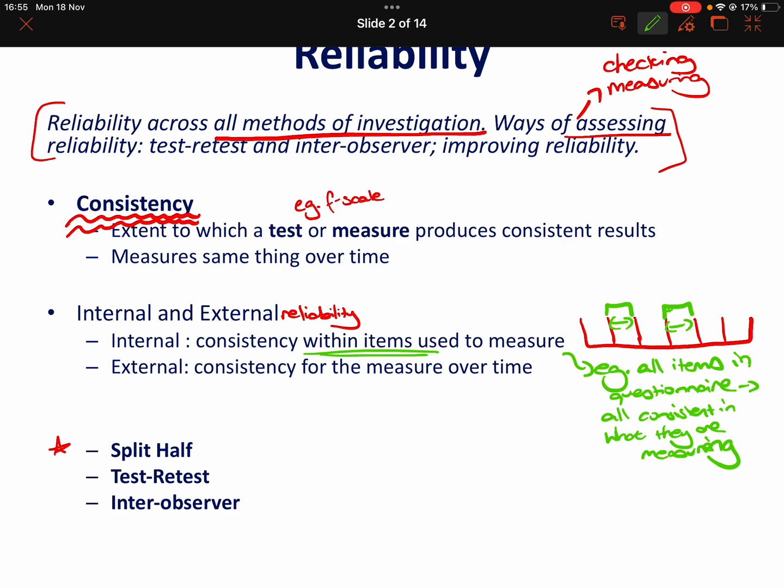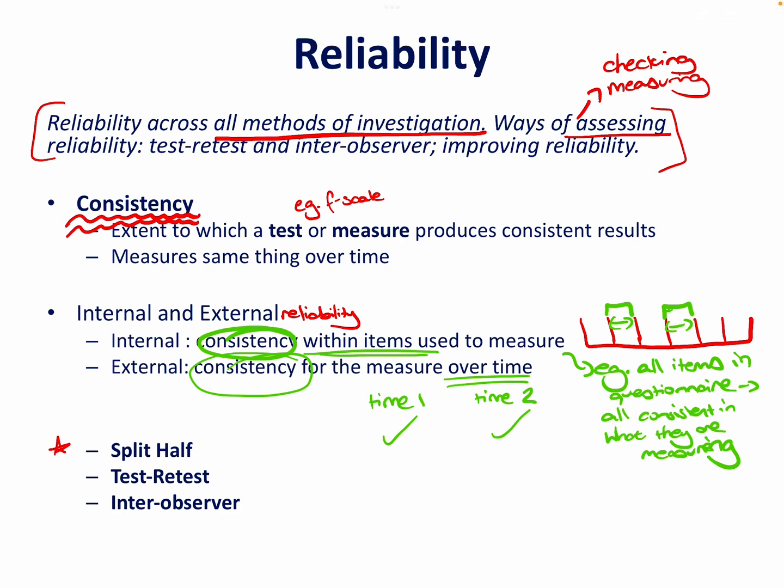External reliability, this is the consistency of the measure over time. So from time 1 to time 2, if there is reliability within our questionnaire, participants should get the same results at time 1 and time 2. We shouldn't see any changes. So reliability is really about the consistency, either within the measure itself, so items on a questionnaire should be consistently measuring the same thing, or we're talking about consistency over time. If participants are completing the scale at different points in time, they should get the same results.